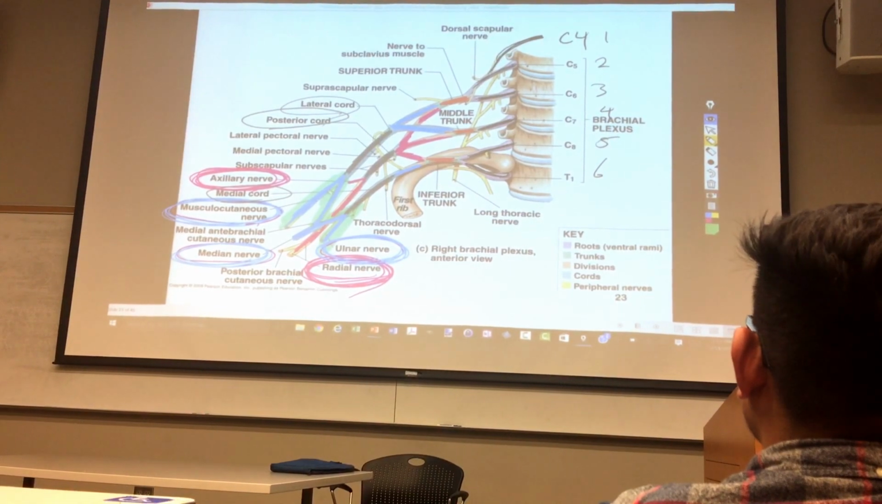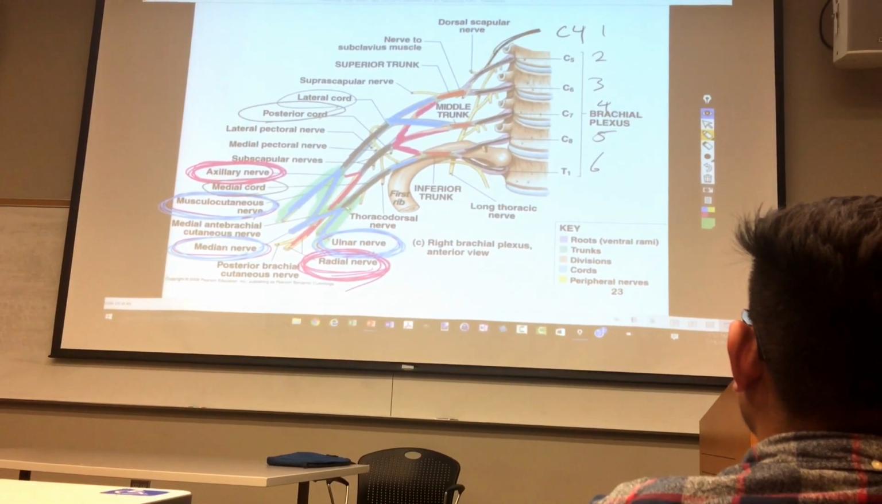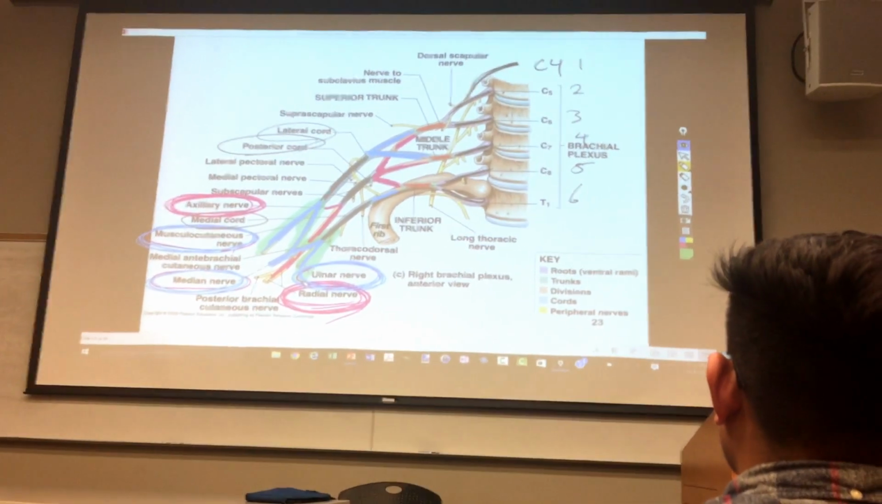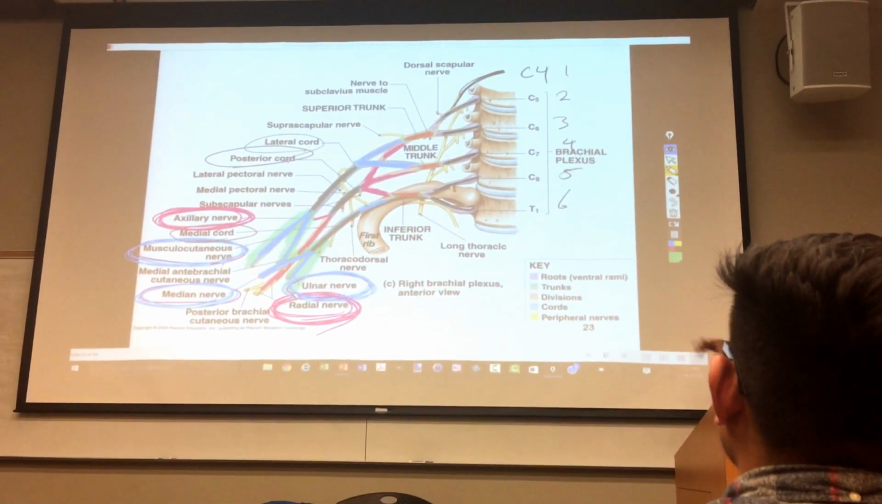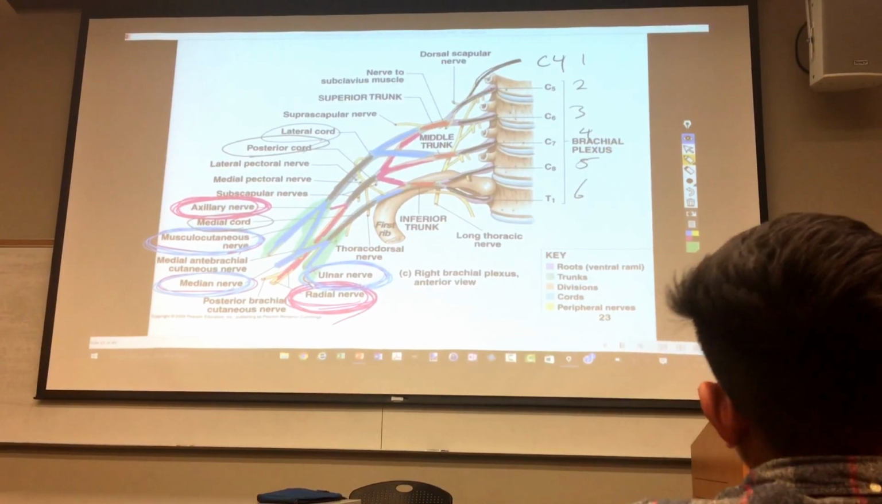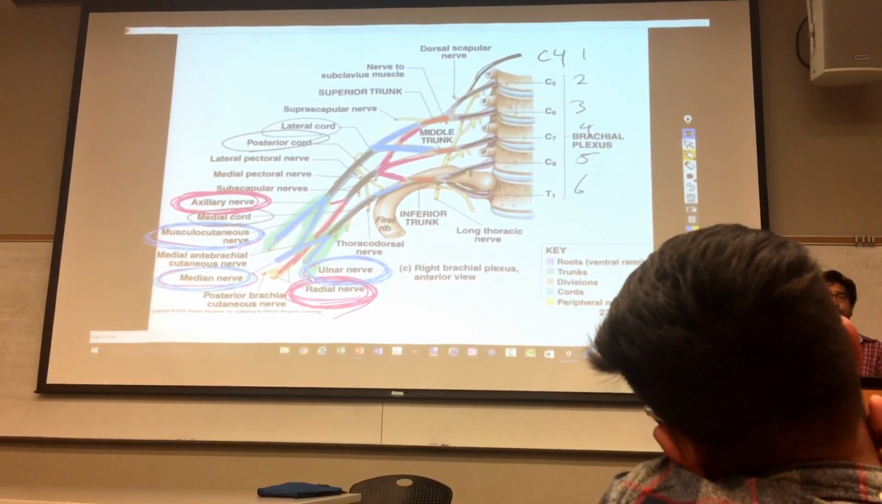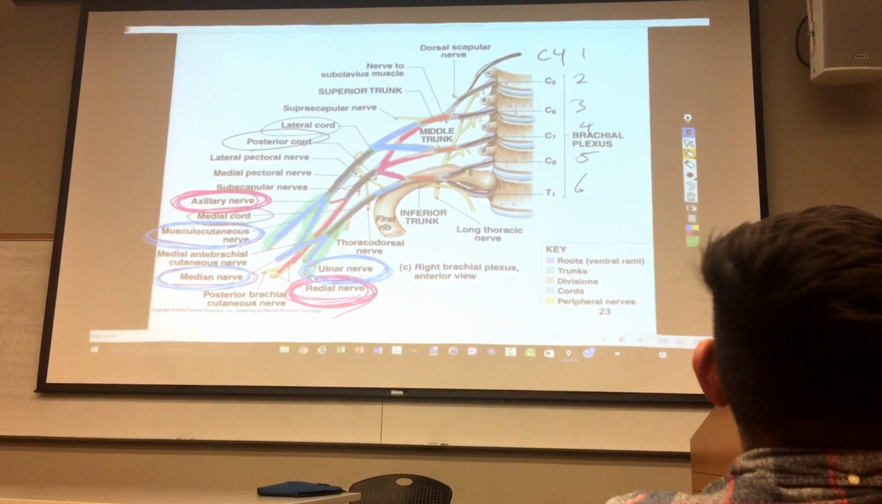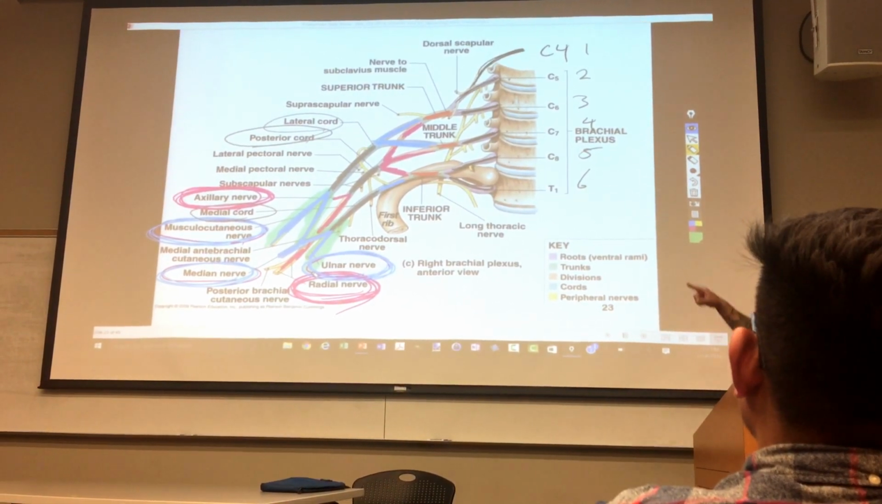Can you see the highlighting? What does it look like? Yeah, it looks like the letter M. Can you guys see it? So those flexor muscles, the nerves that go to them, the musculocutaneous, the median, and the ulnar, they form it.